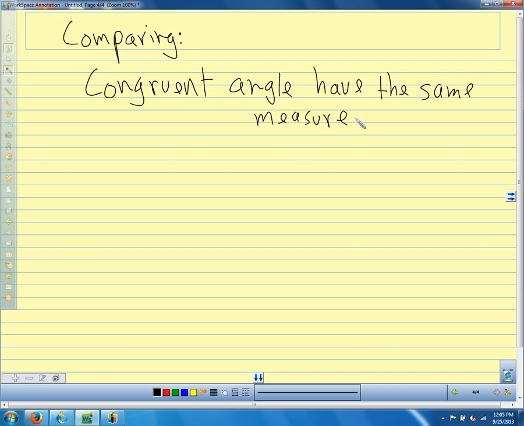And we use the same symbol. We say, if we're talking about their measure, angle A equals the measure of angle B. Or we just say angle A is congruent to angle B. They have the same measure, they're congruent. When we're talking about measure, we're talking about the degrees. And we show on figures that angles are congruent with either arcs or tick marks.